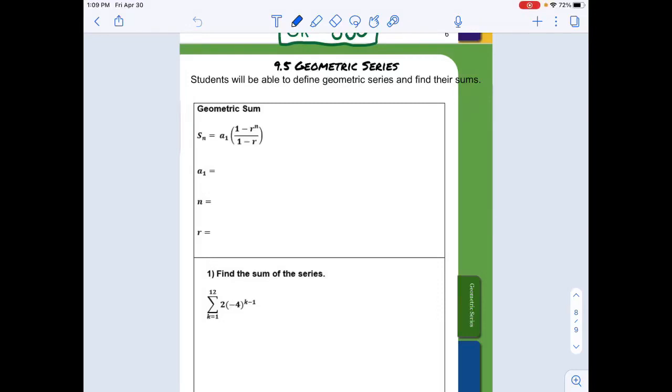Hello, today we are covering lesson 9.5, geometric series. You guys will be able to define geometric series and find their sums by the end of today.